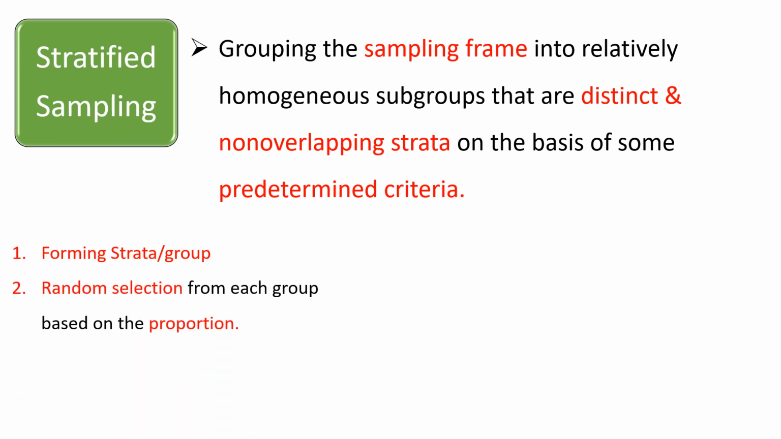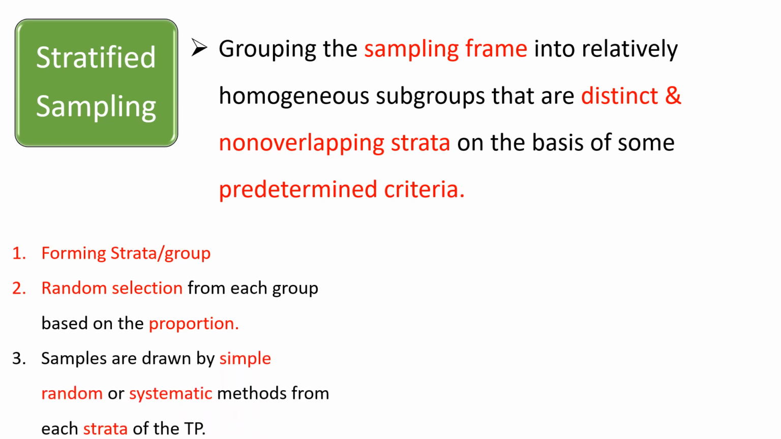The second step is to make a random selection from each group based on the proportion. Here we can apply the previous techniques, using either simple random sampling or systematic sampling methods from each stratum. We can use either simple random sampling or systematic random sampling from each stratum.